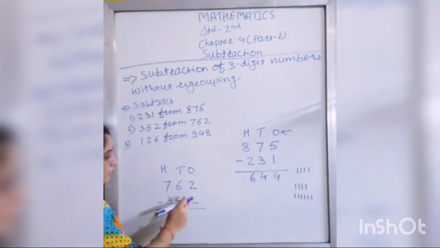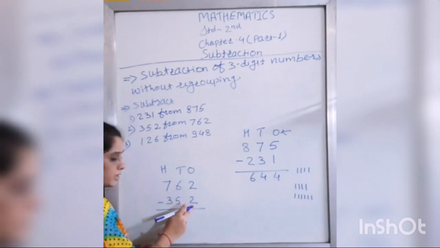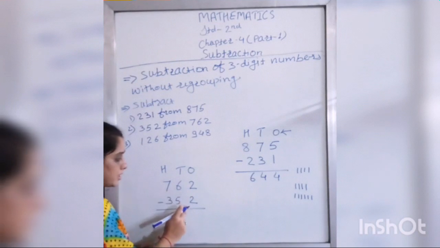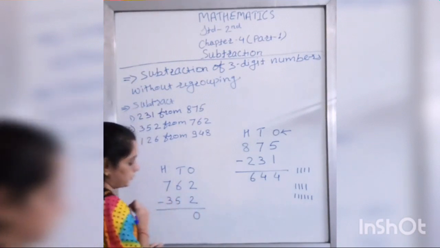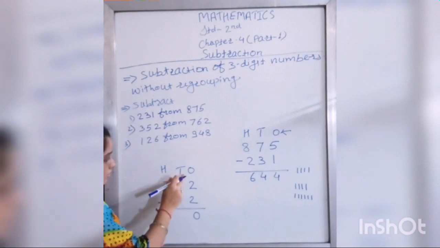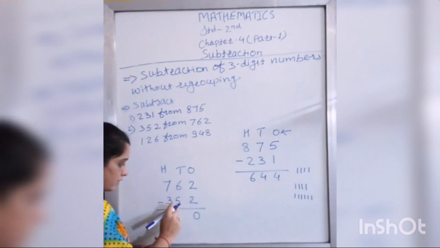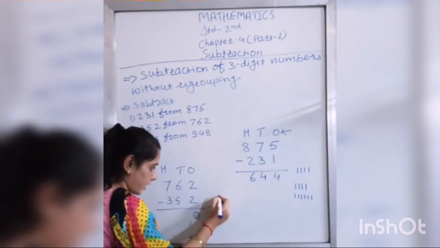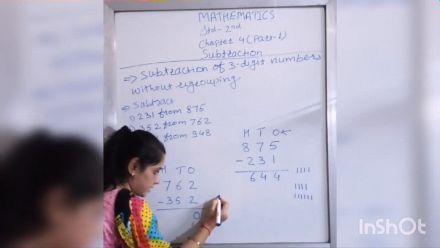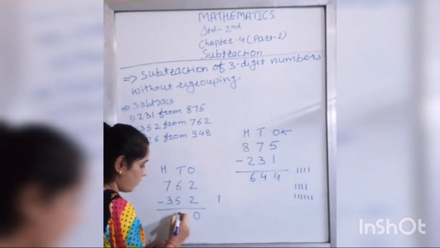Now, what will be the answer for 2 minus 2? When we subtract a number from itself, what do we get? We get 0. Now, subtract the numbers on the tens place. 6 minus 5. Count after 5 till we get 6. After 5, right? 6. So, 6 minus 5 is equal to 1.